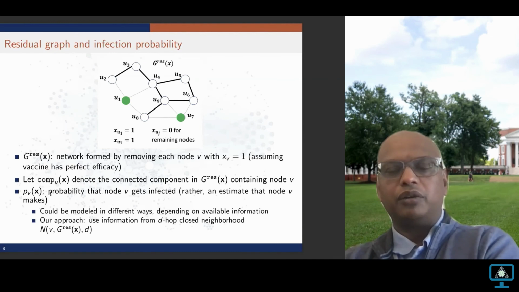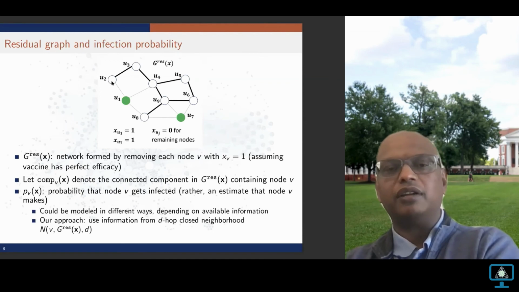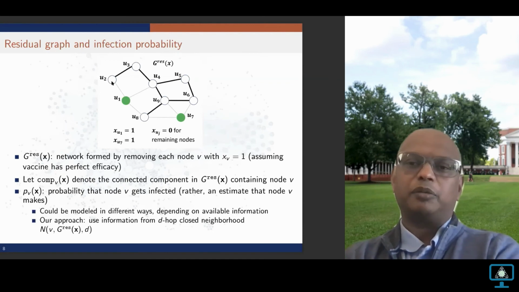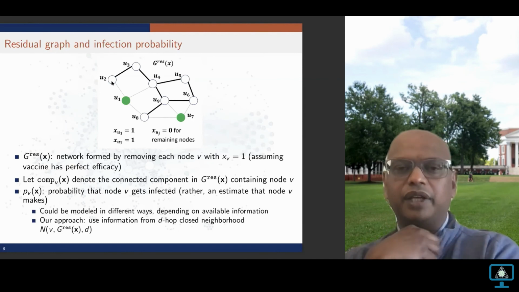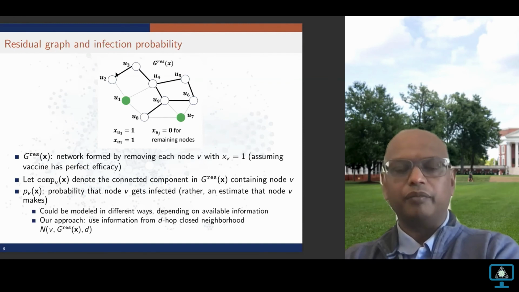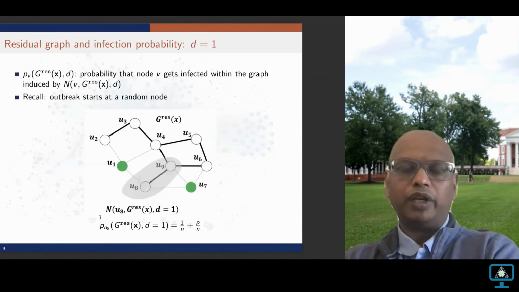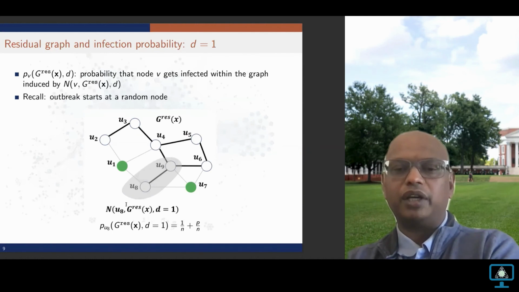The probability that a node V gets infected is basically the probability that the disease is going to reach it. So let's consider node U2. It's the probability that U2 gets infected within this residual graph, starting from the initial condition of a random source. So this is a global quantity and is difficult to compute and needs a lot of information. One approach we've explored is to use information from a D-hop closed neighborhood. N_V^D is all the nodes within D hops. So when D is 1, for node U8, the 1-neighborhood is U8 and U9.